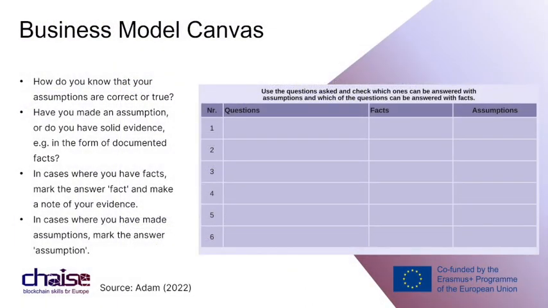It is then advisable to check each answer in the Canvas model against the following criteria in the table below. How do you know that your assumptions are correct or true? Have you made an assumption, or do you have solid evidence, for example, in the form of documented facts? In cases where you have facts, mark the answer fact and make a note of your evidence. In cases where you have made assumptions, mark the answer assumption. The more your knowledge is based on facts, the more certain your model assumptions become. Further questions develop the model further towards practicality.